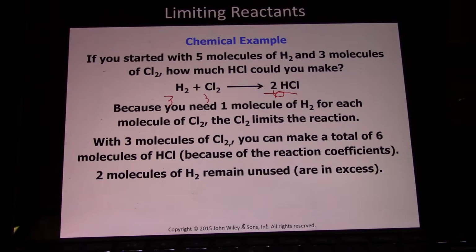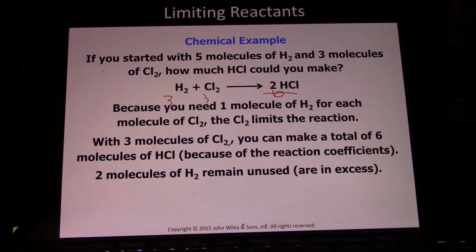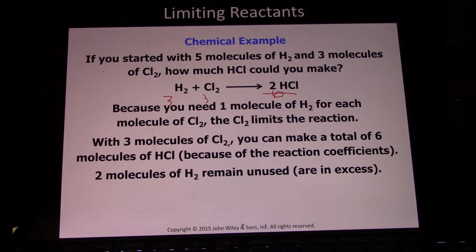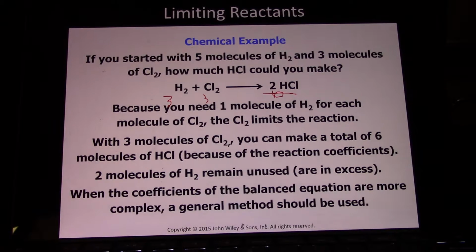So the chlorine is the limiting reactant. Once I've used up my chlorine, it's gone and I cannot make any more HCl. The hydrogen is the excess reactant because I have 2 left over that I can't use.